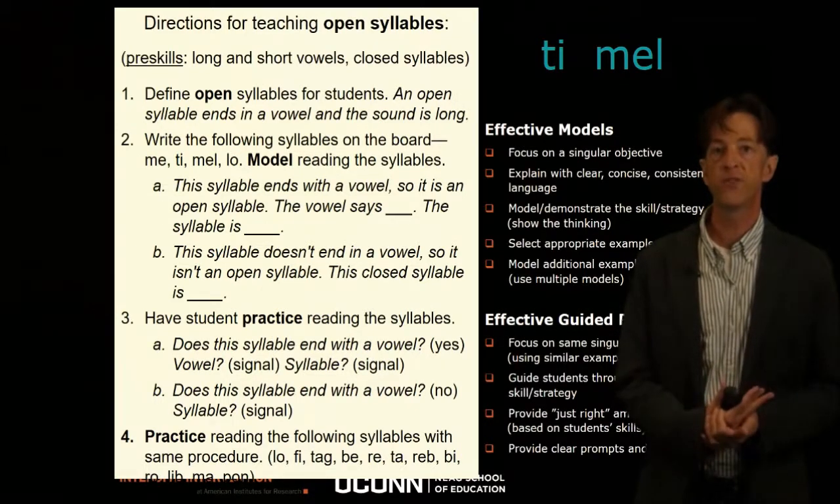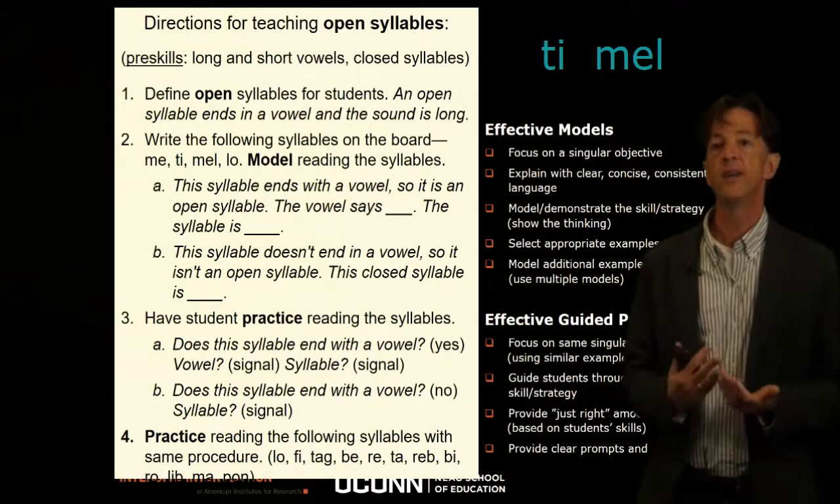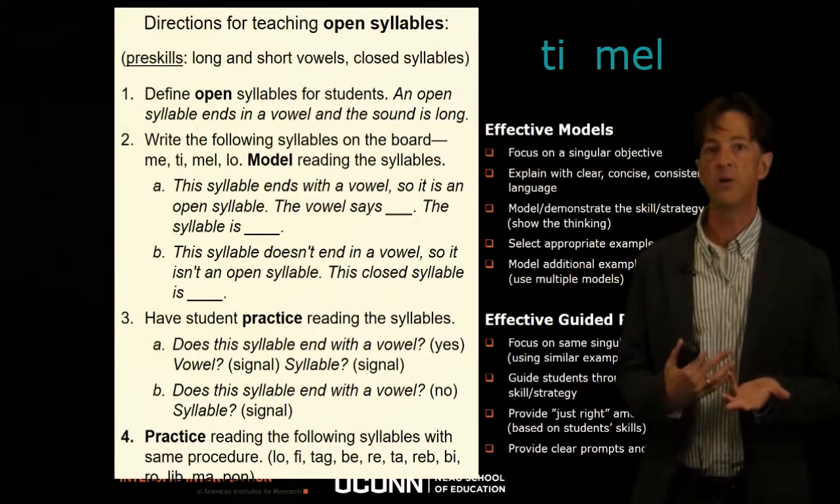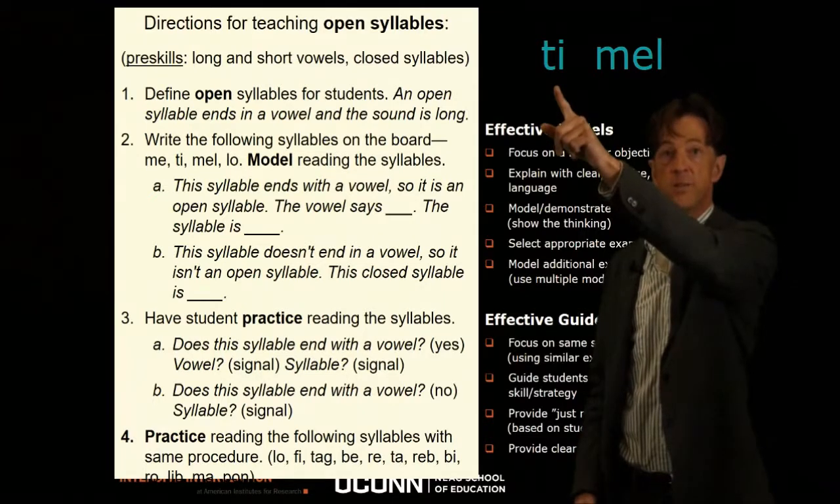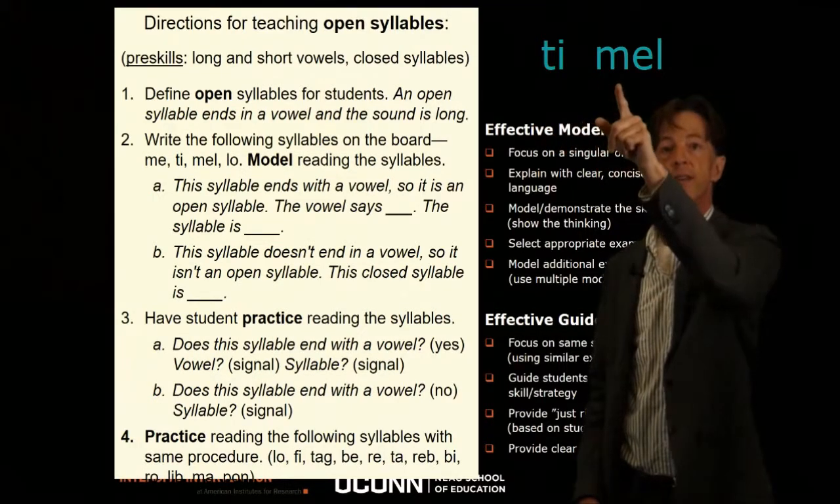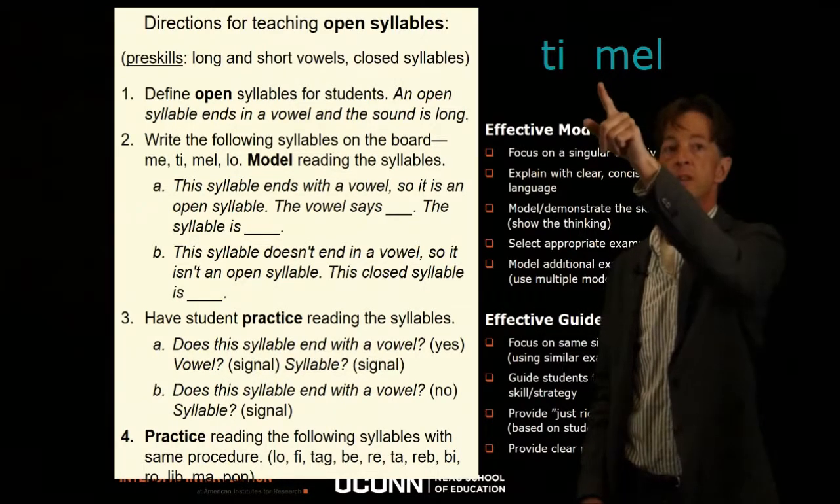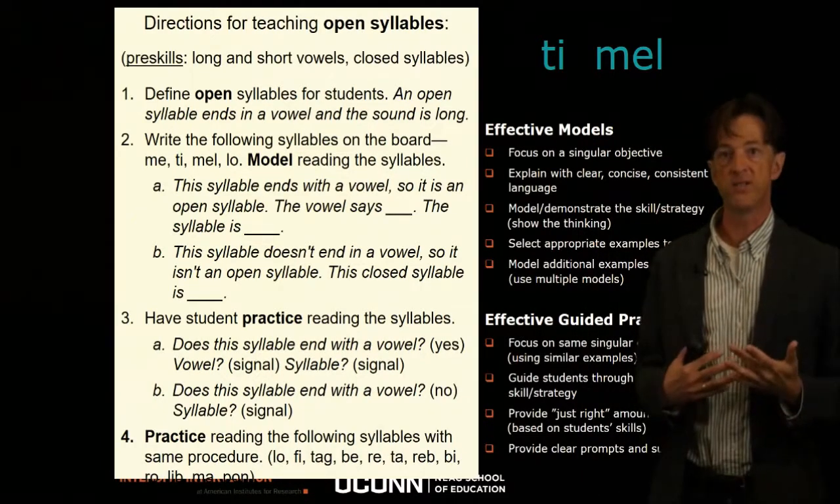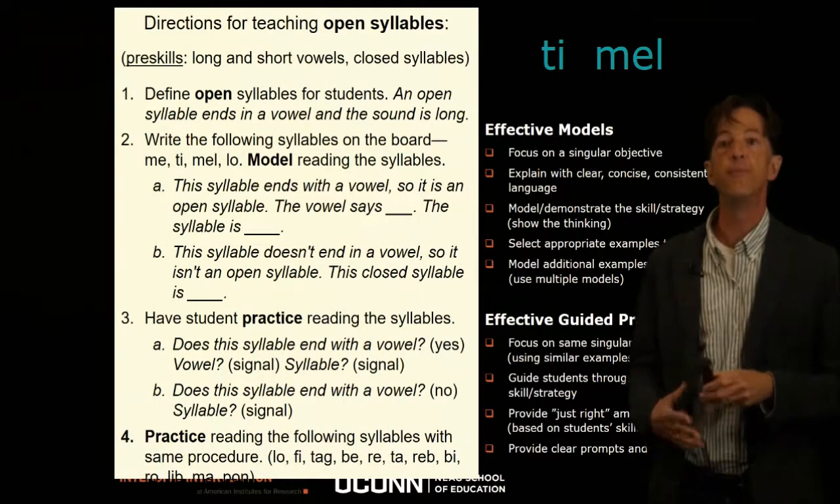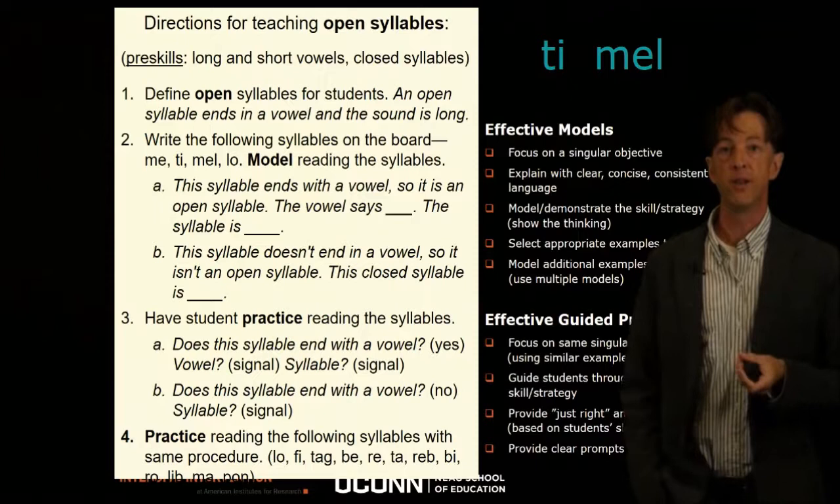And then there's a process for modeling reading these syllables, with some suggested wording: this syllable ends in a vowel, so it is an open syllable. The vowel says blank, the syllable is blank. So for example, we would say, all right, this syllable ends in a vowel, so it is an open syllable. The vowel says I, so the syllable is tie. Okay, and this one here, this syllable doesn't end in a vowel, so it isn't an open syllable. This closed syllable is mel. So we'd go through and model that process for each of the syllables up there: me, tie, mel, and low.